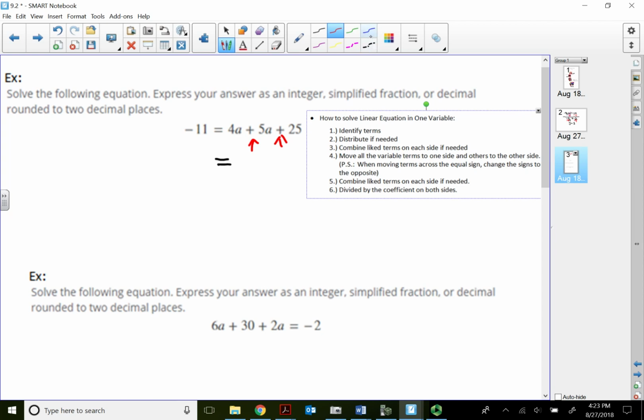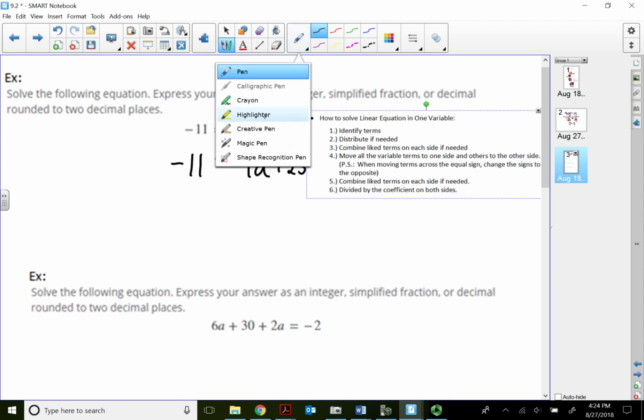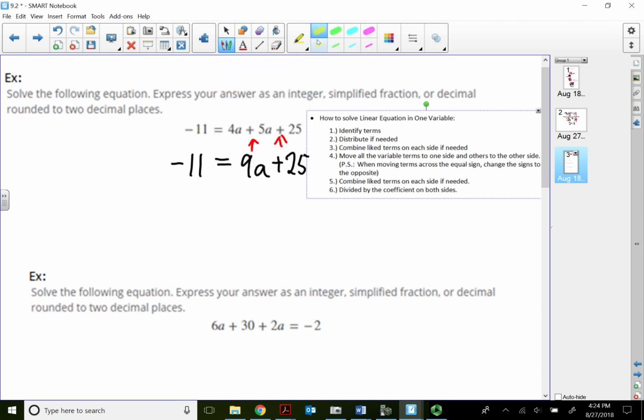Step number 3, combine like terms on each side. So on the right side, 4a and positive 5a can be combined. So that should give me 9a. And who's still here on the right side? My positive 25. All right. On the left side, I still got my negative 11. So before you do step number 4, make sure you can find your variable term. My variable term is only 9a, and this is the only one I got. It's also positive, so I'm going to let it stay here on the right side.